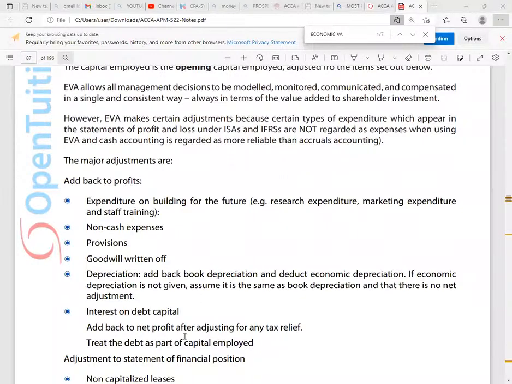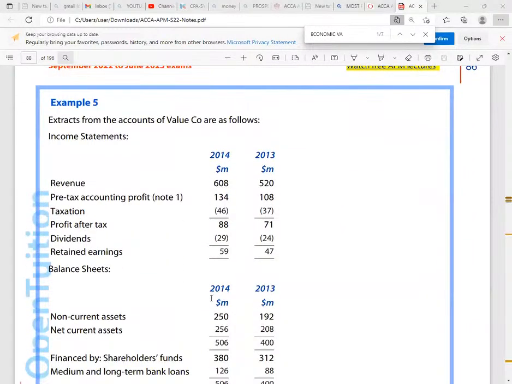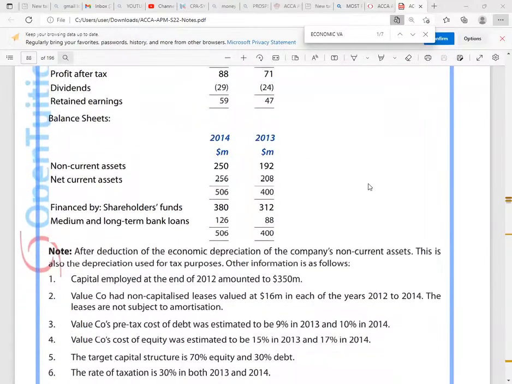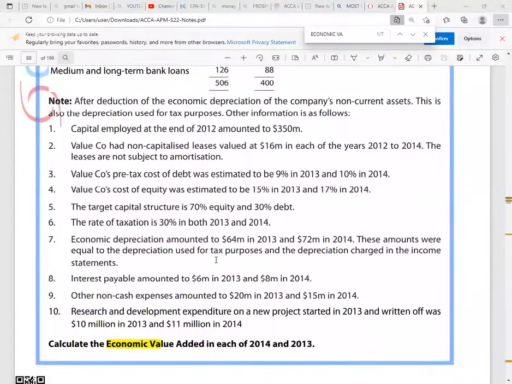So the best thing, ladies and gentlemen, is to go to a question. Let's go to a question, Eric. Extracts from the accounts of Value Company are as follows. We have income statements. They have given us revenue and the pre-tax accounting profit, and then we have the notes. Note 1: capital employed at the end of 2012 amounted to 350. Value Company has non-capitalized leases valued at 16 million in each of the years. The leases are not subject to amortization. So what do they want us to do here?